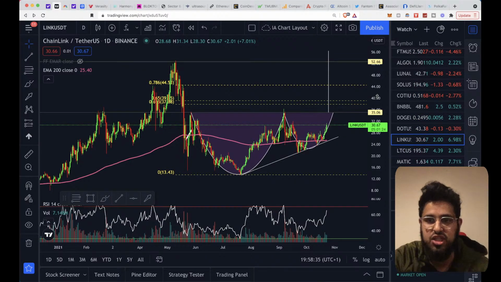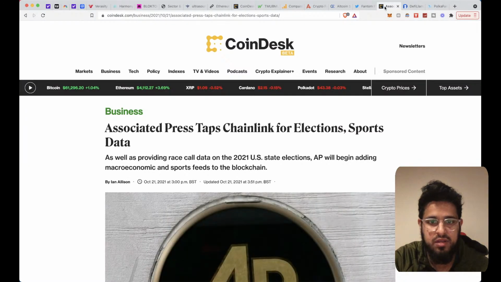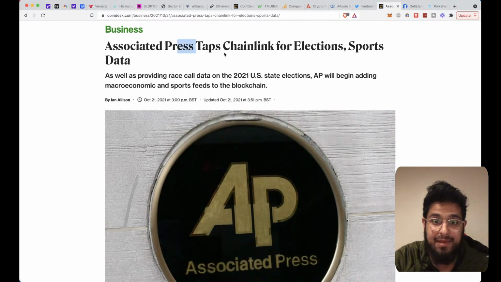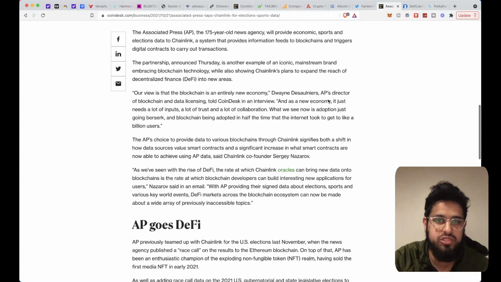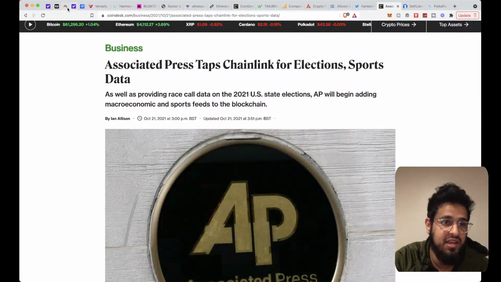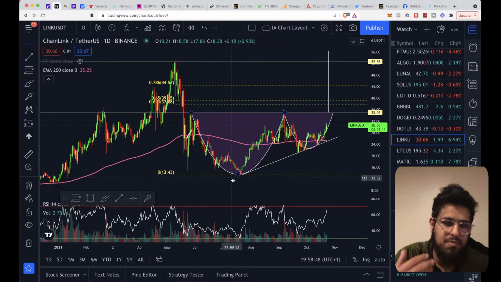You guys saw the news that I shared, in terms of, I don't know, is that still open? Here it is. Associated Press taps Chainlink for elections, sports data, etc. So this is massive, guys. You're getting sports data coming through, you have election data coming through Chainlink. These are real world, massive use cases.